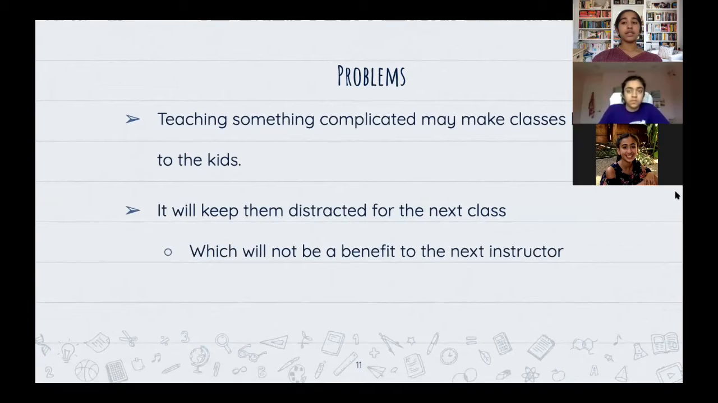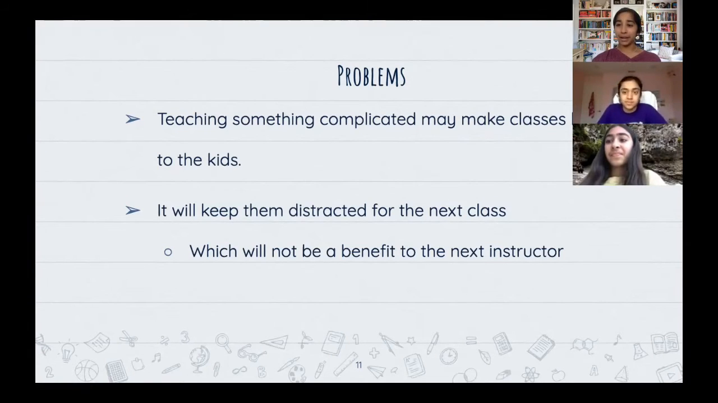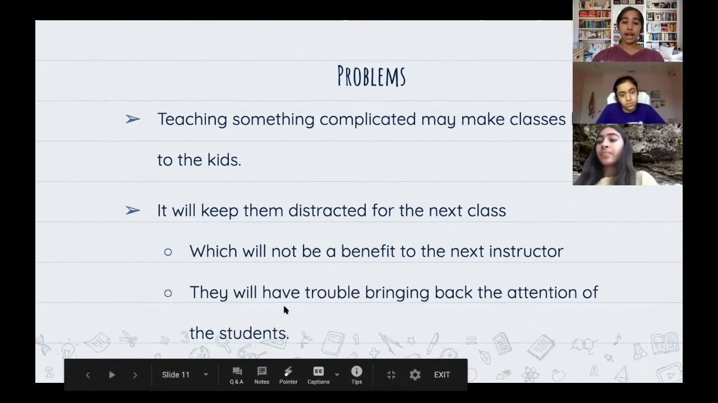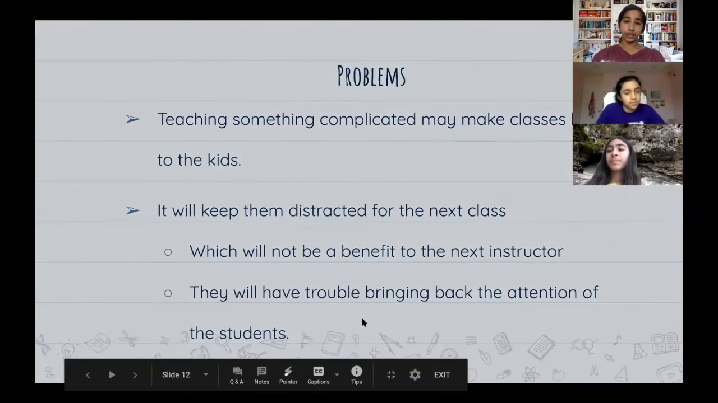So if someone doesn't really do a good job, let's say teaching, I'm not saying we are terrible teachers, we're saying that we're amazing teachers, but let's say some other teachers are not doing very good jobs, which me and Anshi would never do, by the way. Then the kids for the next class would be like, oh my god, and let's say this class is really interesting, but they still don't want to learn because they're really distracted. And the teachers will have trouble bringing back the attention of the students.